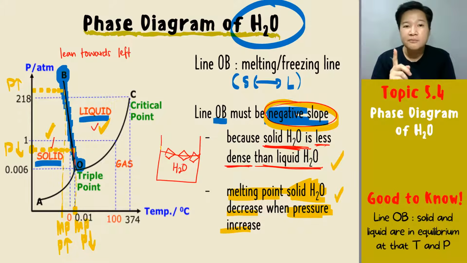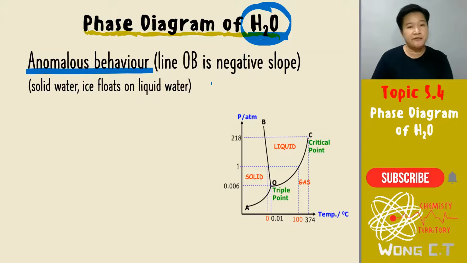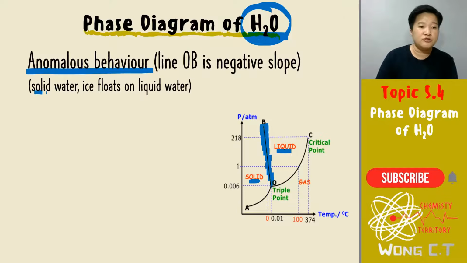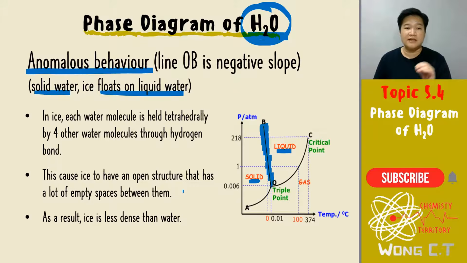So bear that in mind, this is the second difference between your carbon dioxide phase diagram and your water phase diagram. And last but not least for the phase diagram of water is definitely the anomalous behavior. The anomalous behavior in the phase diagram of water is your negative slope between your solid and liquid. So between your solid and liquid, there is a negative slope. Why? Because your solid water floats on liquid water. And the explanation for this is like the one that you learned in your topic 4. Why your ice is less dense than your water.